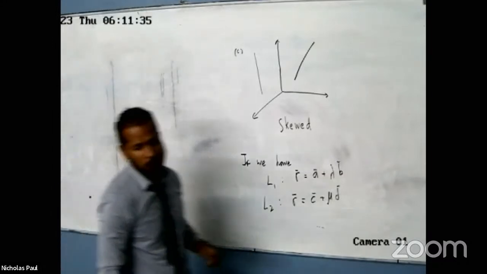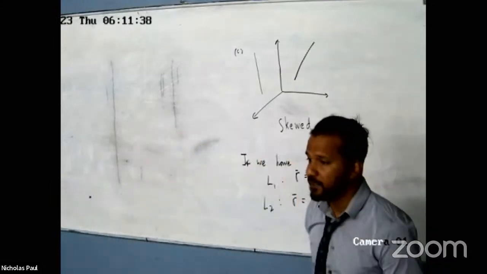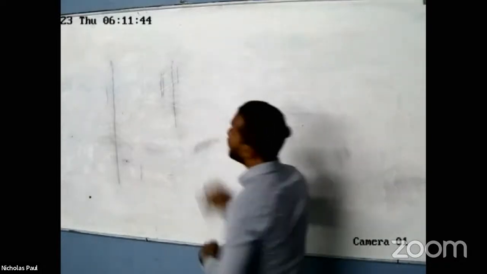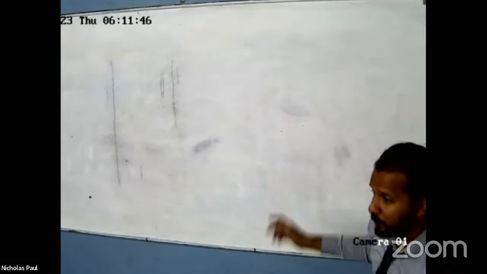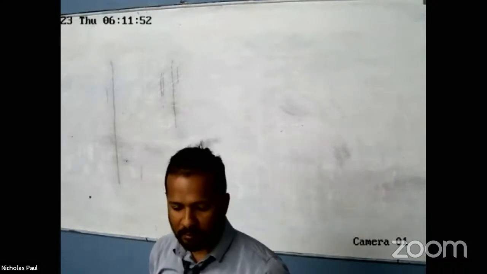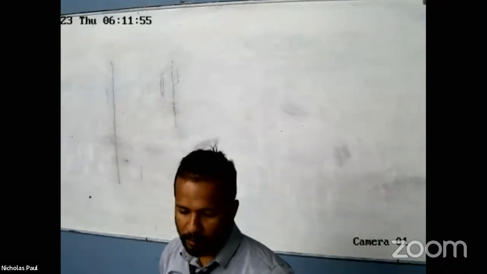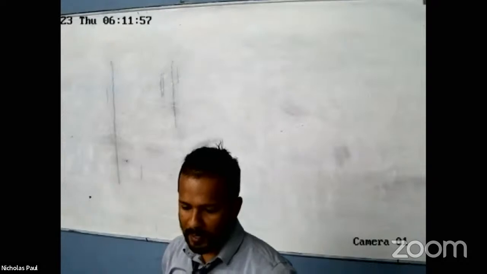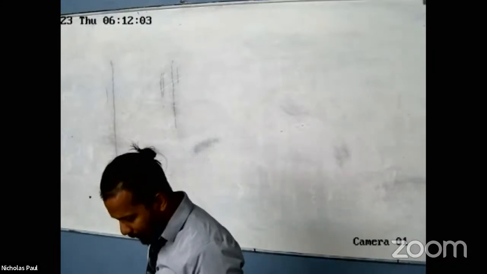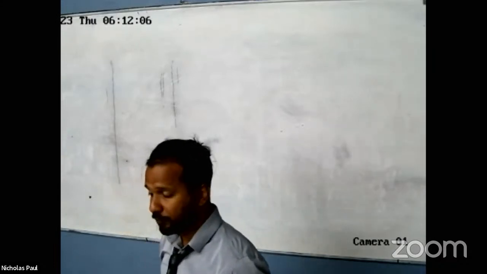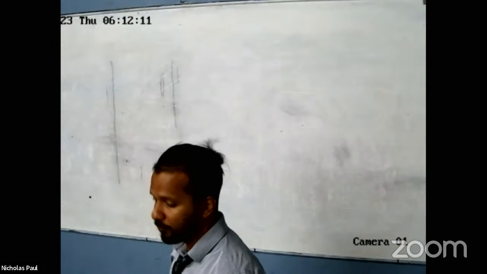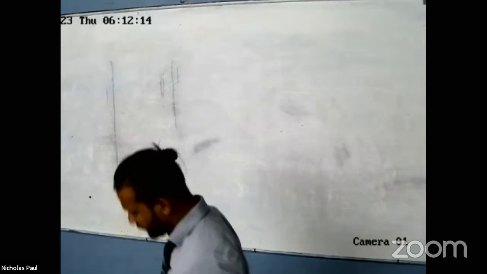And C. Last one. If they are not parallel and they do not intersect, then they are said to be skewed.